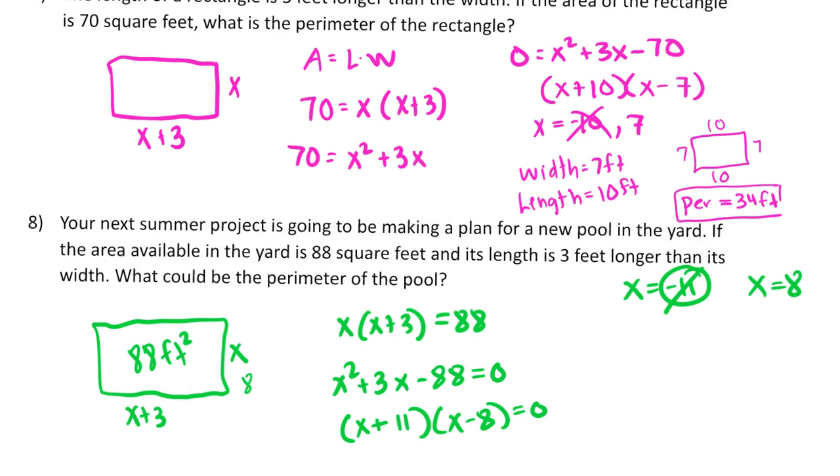Now, so that means 8 is the width. My length is 3 feet longer than that. That's positive 11. Interesting and consistent. So if we're looking for the perimeter, we've got 8 plus 8 plus 11 plus 11. So that's 38. 38 feet.